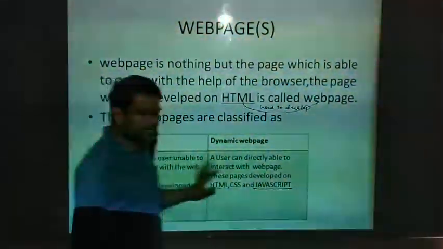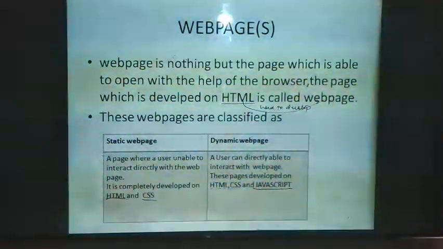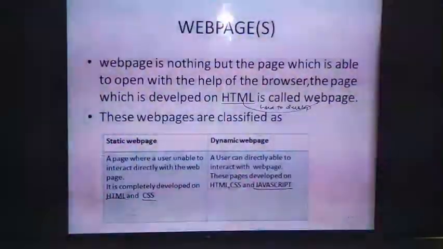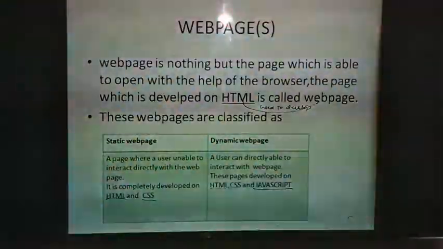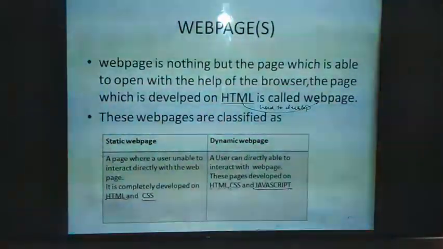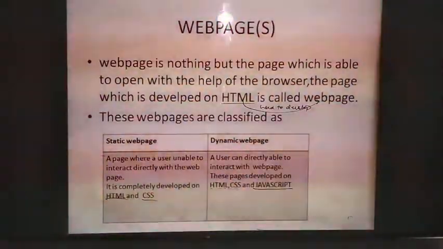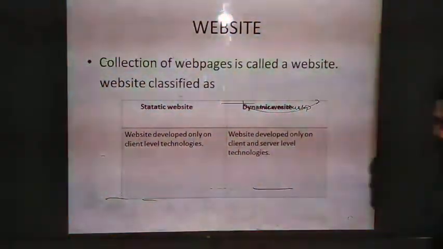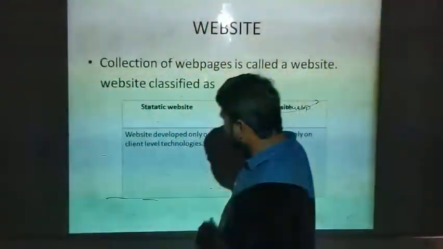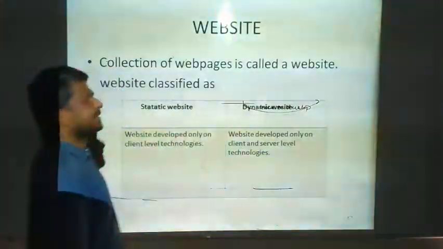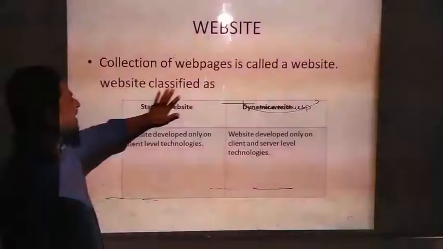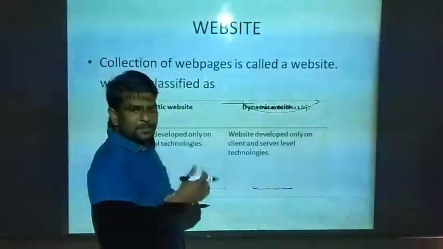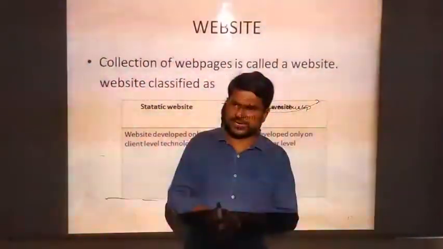Next, that is website. What is a website? A collection of web pages is called a website. A website is classified into two types.